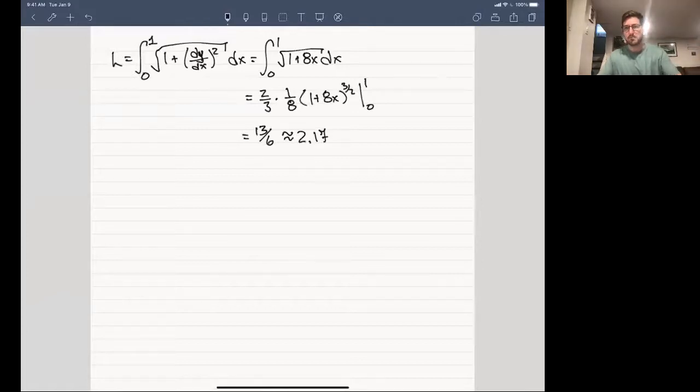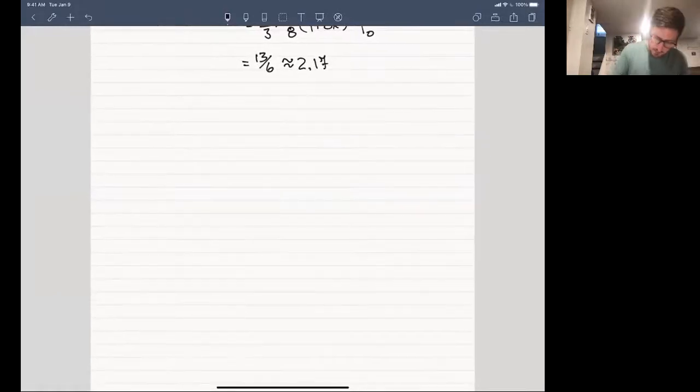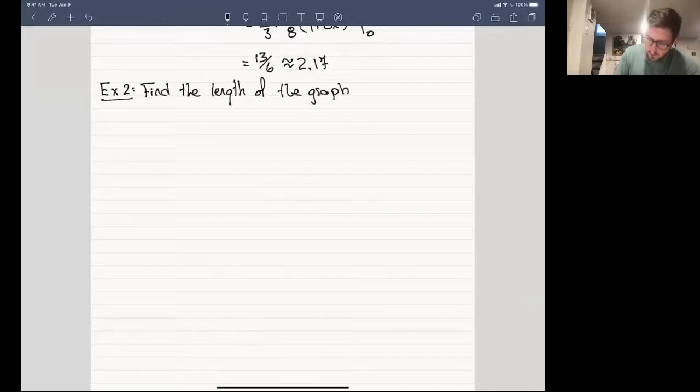Okay, let's keep going, right? The best way to learn mathematics is just doing examples. You have to get your hands dirty with these things. So let me give you another one. So find the length of the graph of, let's say, f of x is equal to x cubed over 12 plus 1/x. And in this case, x is going to run from 1 to 4.